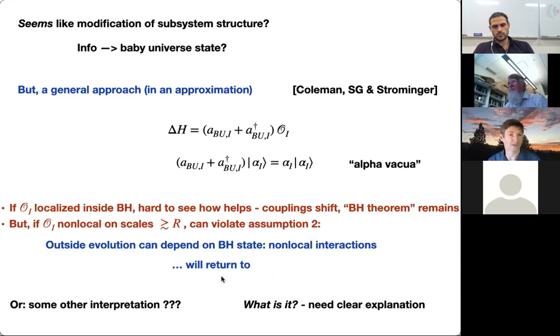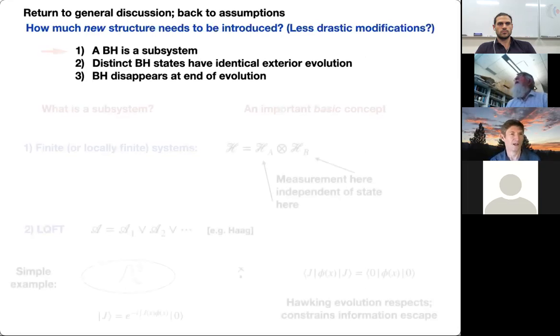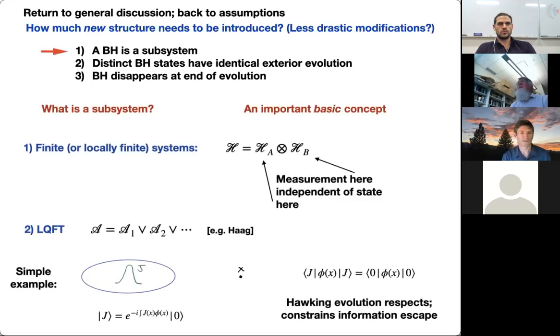Maybe there's some other interpretation, but what is it? We really need a clear explanation, I believe. But I'd like to return to a more general discussion and go back to our assumptions and ask how much new structure really needs to be introduced, and are there less drastic modifications to the story that achieve the rescue of quantum mechanics? So first, let's talk about this assumption that a black hole is a subsystem.